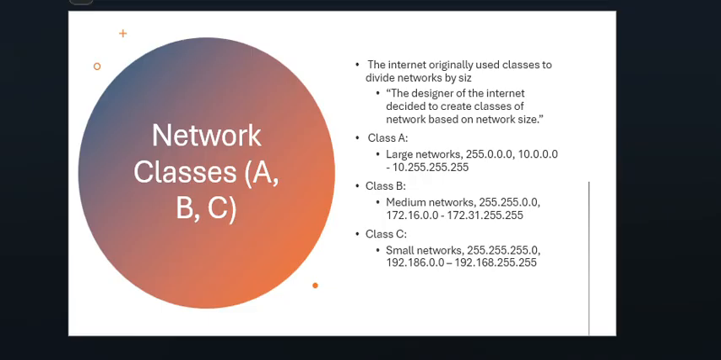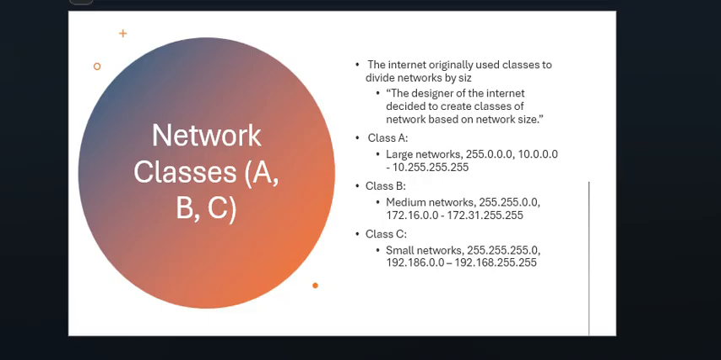Class B, medium networks, can be written as 255.255.0.0, and the range is 172.16.0.0 to 172.31.255.255. Class C, small networks, is written 255.255.255.0. The range is 192.168.0.0 to 192.168.255.255.